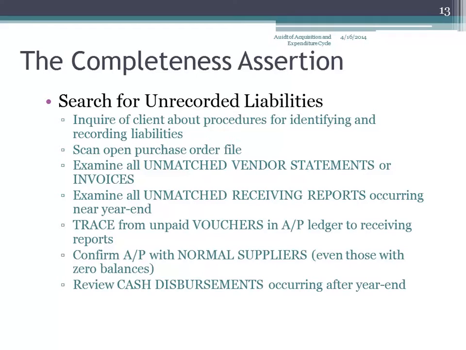Review cash disbursements occurring after year end. Similar to looking at cash receipts we receive after year end, right? When we look at cash receipts after year end with respect to accounts receivable, that's an alternative procedure to test the existence of accounts receivable. Same here, reviewing cash disbursements after year end will tell you if you see a cash disbursement after year end, but there's no liability recorded for that disbursement, and the goods were actually received. Again, that tells you that it was an unrecorded liability as of year end.